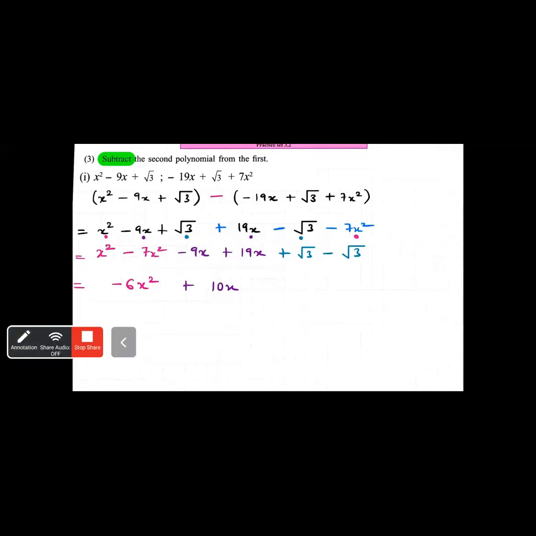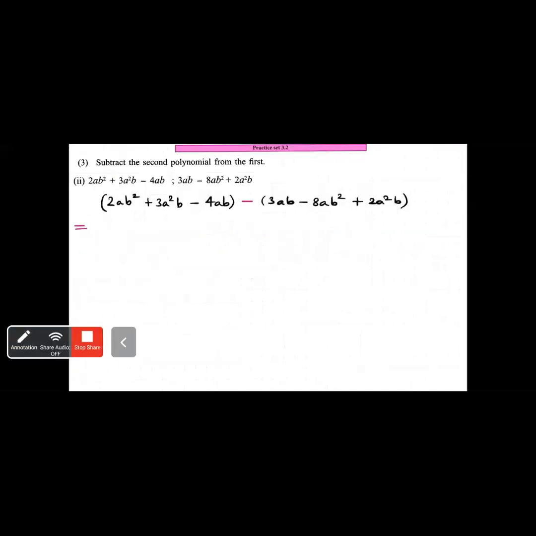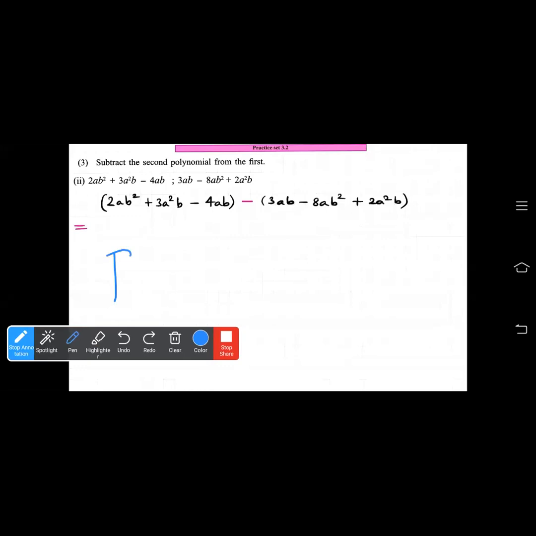Fine. Next question: 2ab square plus 3a square b minus 4ab, and the second expression is 3ab minus 8ab square plus 2a square b. So first of all, write down both the polynomials in round brackets. Actually round brackets are called parentheses. You all should know. It is written like this.